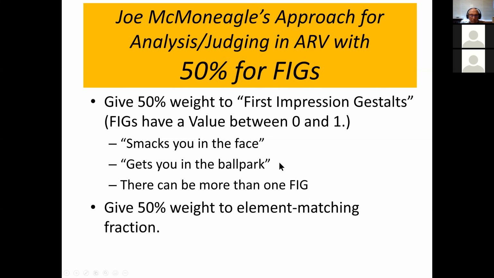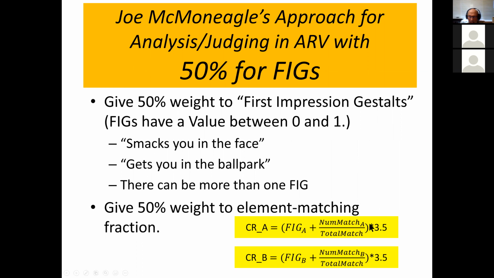Okay, then in addition, the other 50% comes from this element matching fraction. The element matching fraction is where you take your transcript, and every element on your transcript, you mark with an A. We actually will use little a's and big A's. A little a might count for half a point. The big A will count for a point. And you add all those up, and then you divide by the total number of elements.